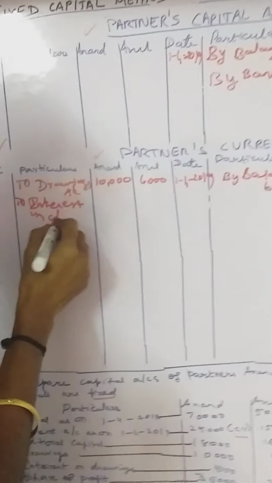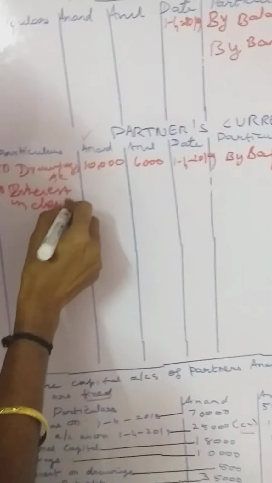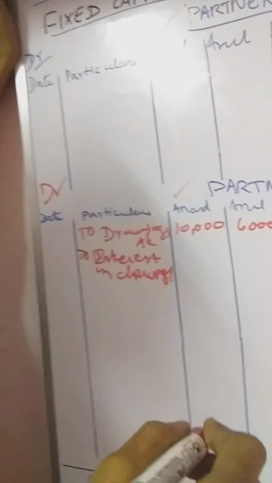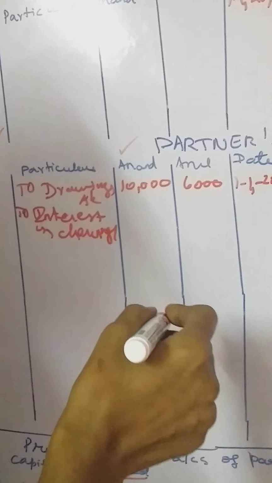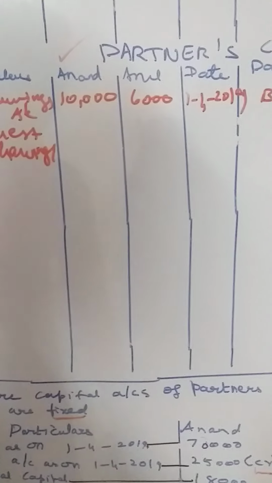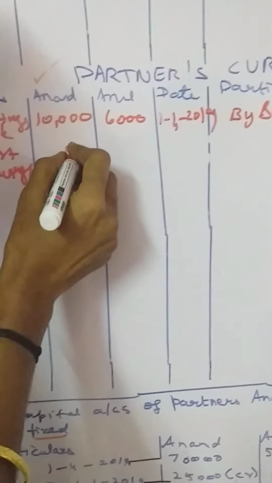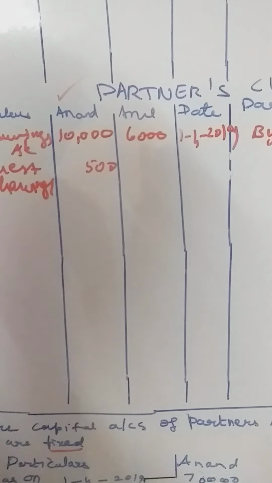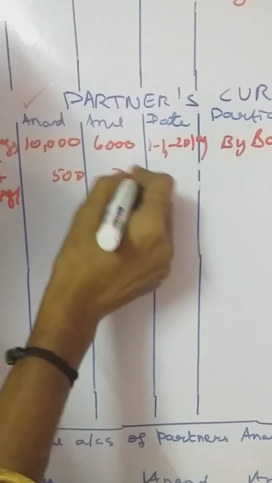Then next is interest on drawings. Even though Anand is the owner of the business, under the business entity concept, the owner is separate and business is separate. So, Anand is supposed to pay the interest to the business. So, it is an expense to Anand. All expenses should be debited. What is the interest on drawings? 500 for Anand and for Arul 300.